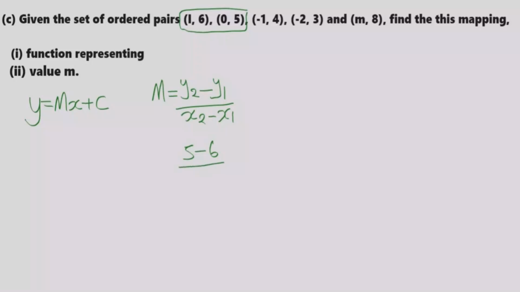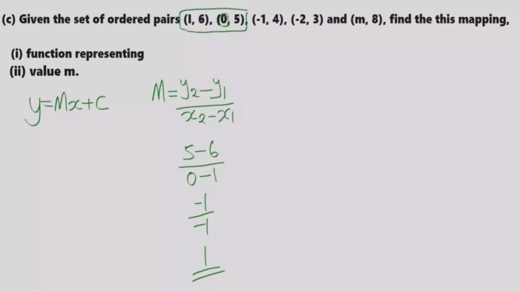Then over, we have x2, which is 0. x2 is equal to 0. Then x1 is equal to 1. So we say minus 1. Then we evaluate that. 5 minus 6, it will give me -1. 0 minus 1 will give me also -1. Then I divide this, -1 divided by -1 will give us +1. So the value of the gradient in that expression is 1.